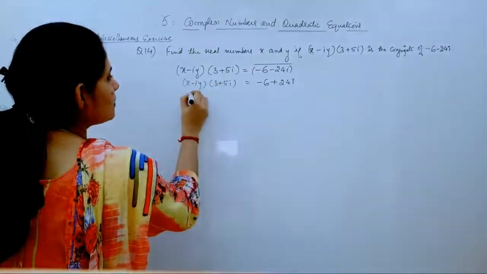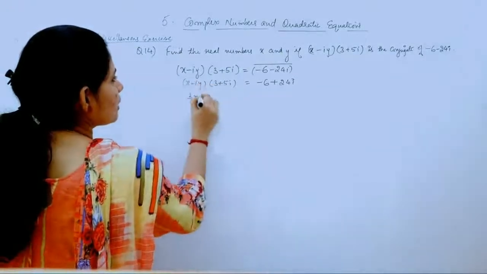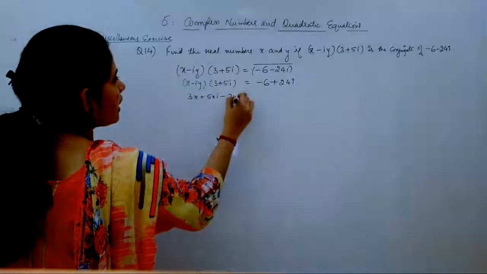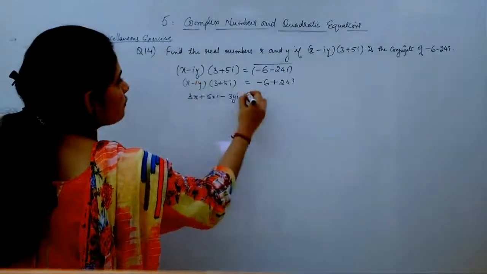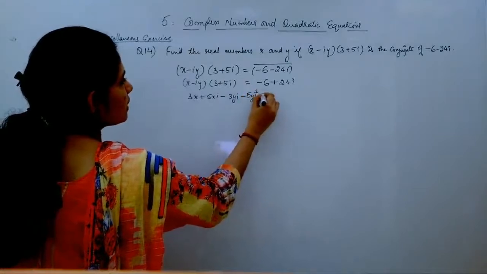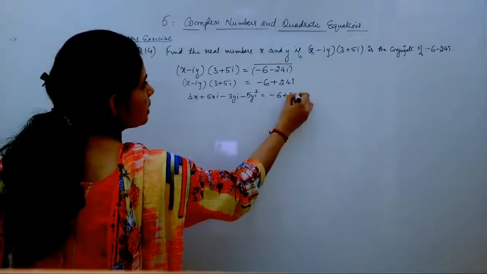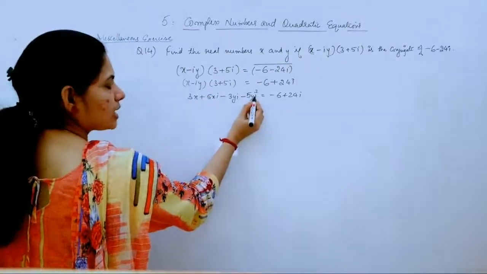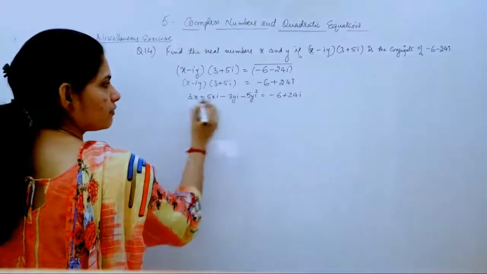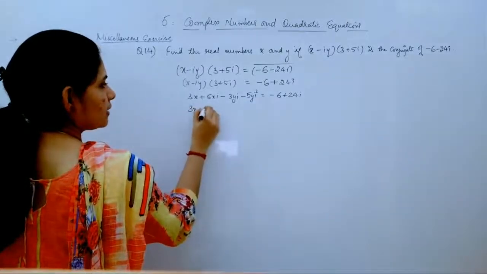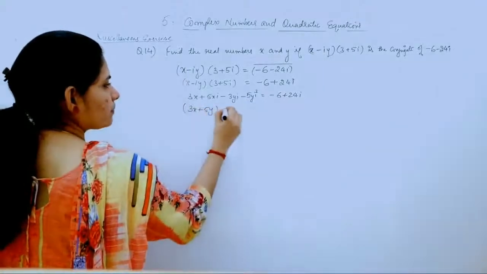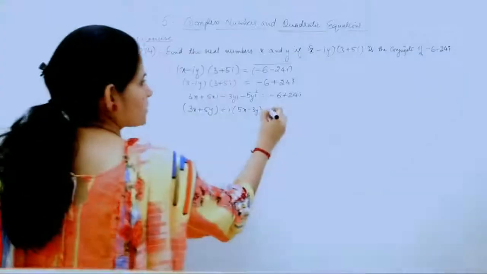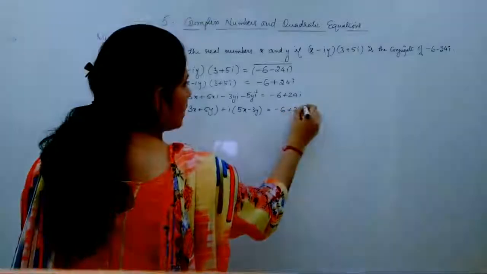Okay, so here multiplying, you will get 3x plus 5xi minus 3yi minus 5yi square is equal to minus 6 plus 24i. 3x, here again i square will give you negative 1, so it will become positive 5y. So you are just collecting the real parts together, plus i into the imaginary part will give you 5x minus 3y, is equal to minus 6 plus 24i.